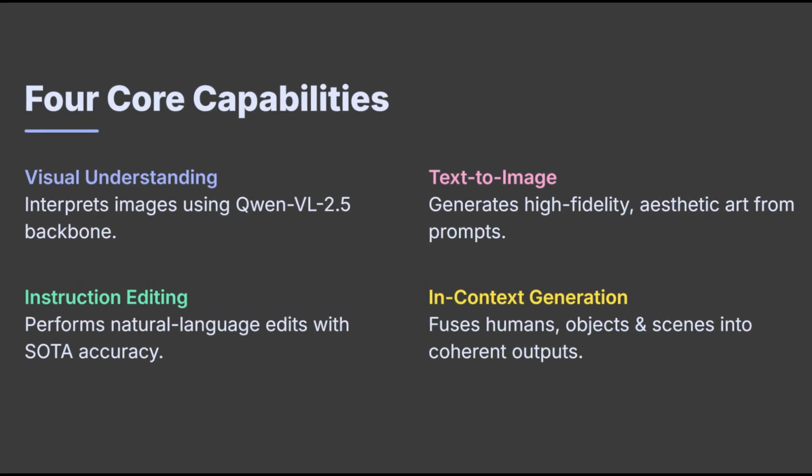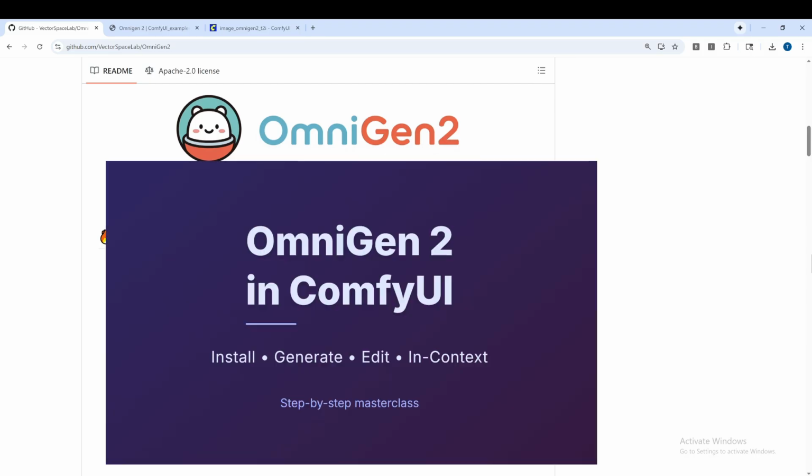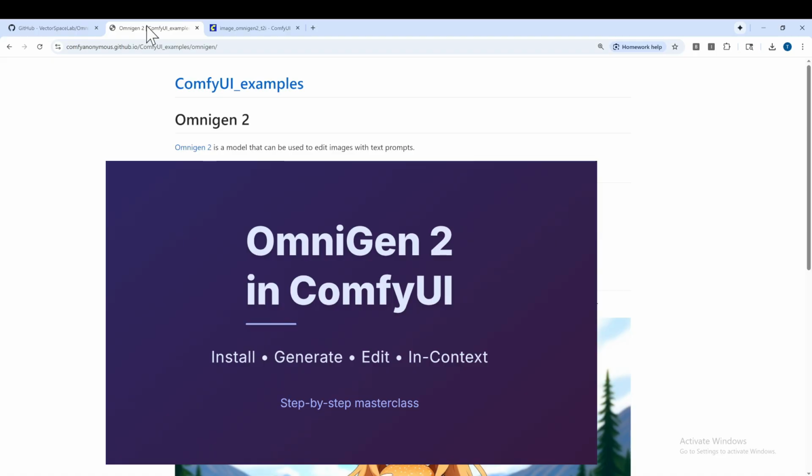Here is a quick summary of the capabilities of the model. Even though it's just a single model, it can do 4 types of things. Firstly, it can do visual understanding. Then it can generate an image from text. In addition, it can do instruction editing of the input image and also in-context generation. Wow, how cool is that? Luckily, ComfyUI has been able to provide official support for it.